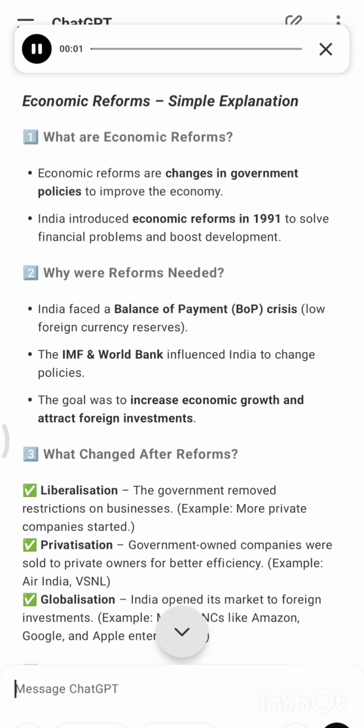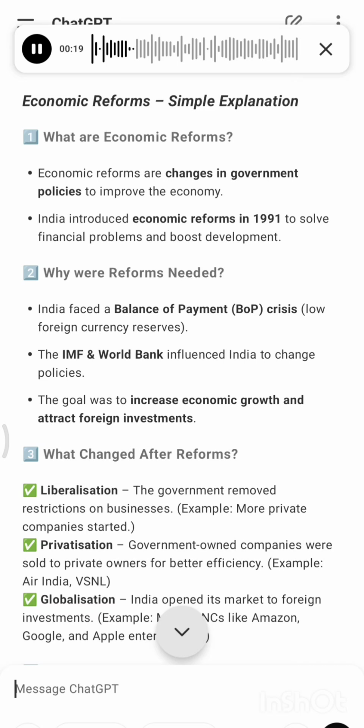Economic reforms, simple explanation. 1. What are economic reforms? Economic reforms are changes in government policies to improve the economy. India introduced economic reforms in 1991 to solve financial problems and boost development.